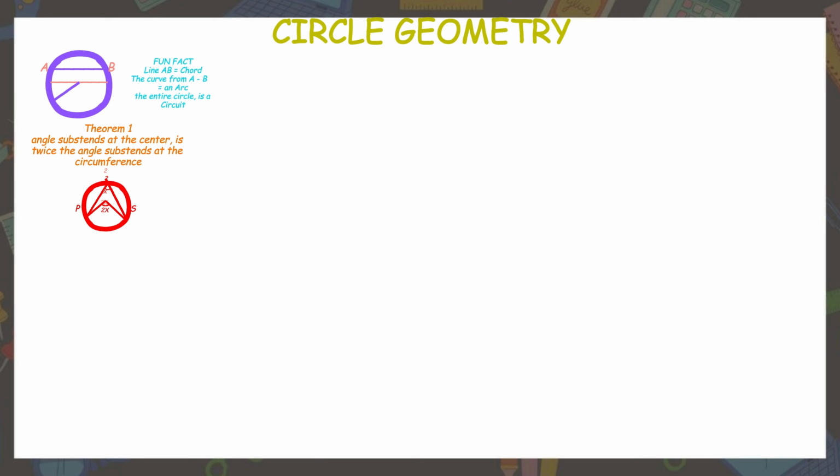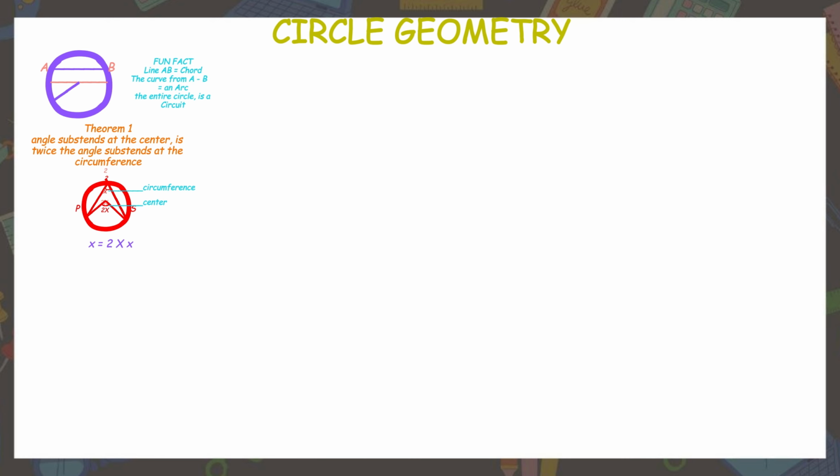Here is the first theorem. Theorem 1 says that the angle subtended at the center is twice the angle subtended at the circumference. This is the circumference, and this is the center O. At this center, it means that the angle is equal to 2 times x.